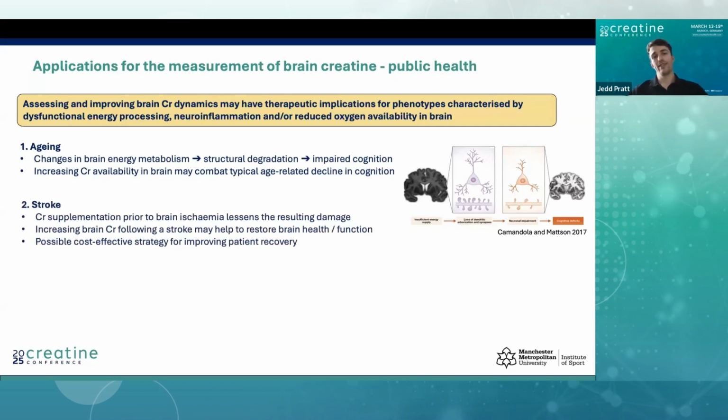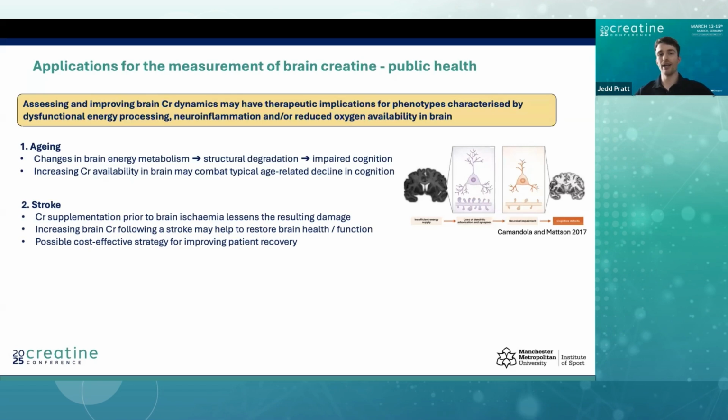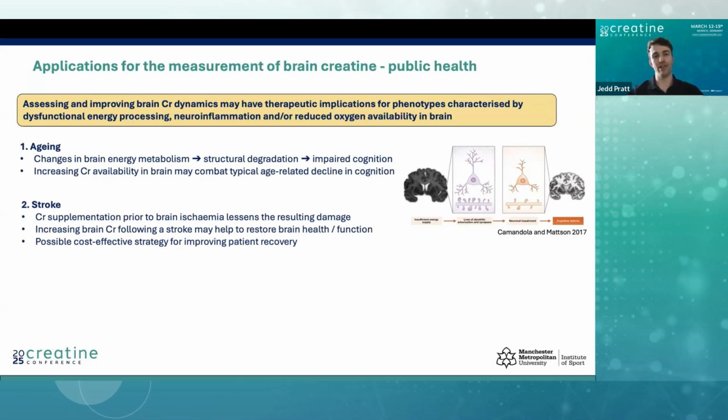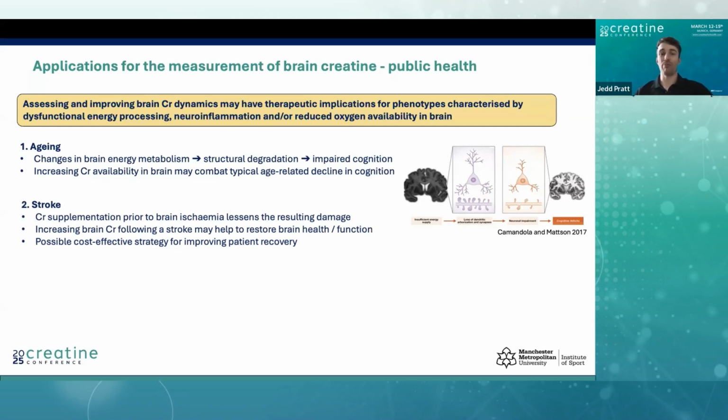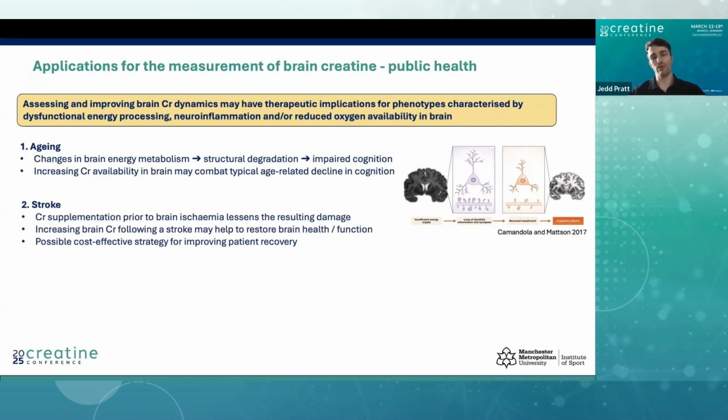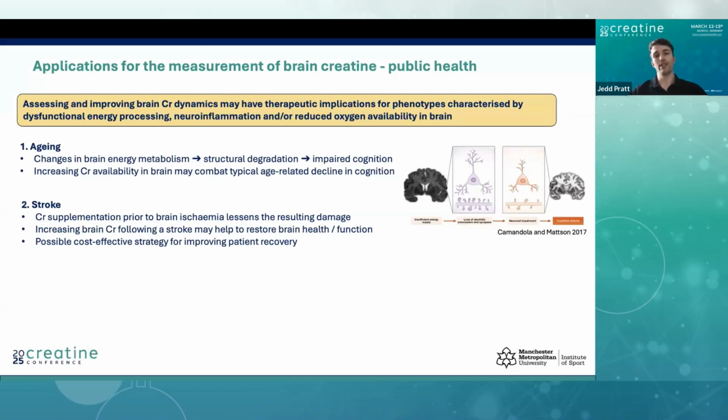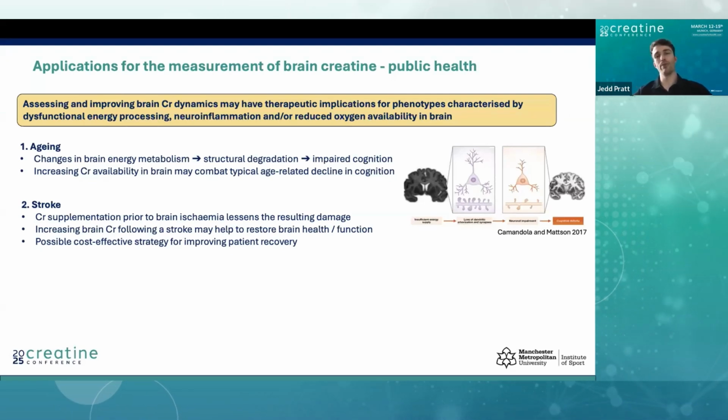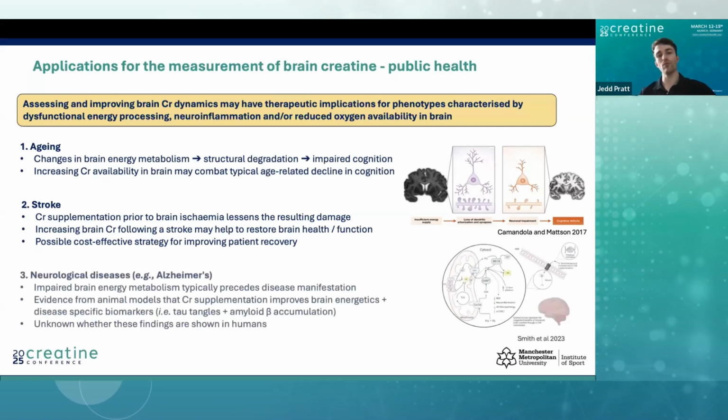With stroke, this is a phenotype that we know that creatine supplementation before a brain ischemia will actually mitigate some of that resulting damage from that event. And there is this working hypothesis, we're yet to really show this in humans, that if we can acutely supplement with creatine following a stroke, we might be able to benefit patient recovery in those settings by, again, trying to restore the usual energy metabolism in the brain.